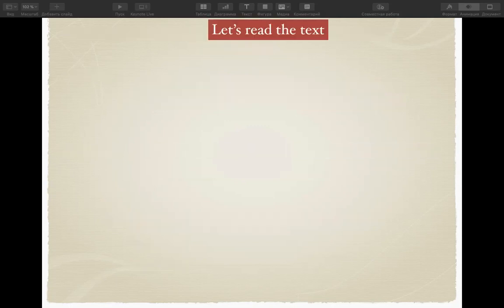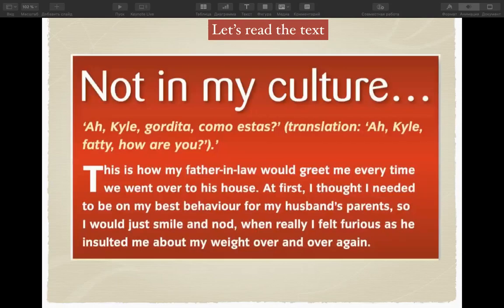Okay, and now please read the text. The text is named, the heading of the text, Not in my culture. The prehistory. Oh, Kali, gordita, ¿cómo estás? Translation. Oh, Kylie, fatty, how are you? This is how my father-in-law would greet me every time we went over to his house. Greet, to welcome.